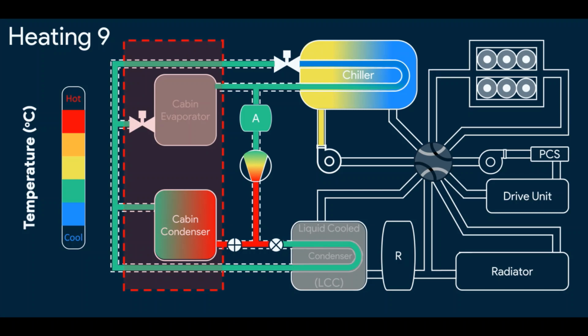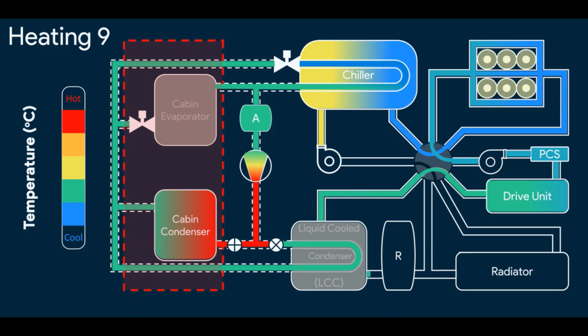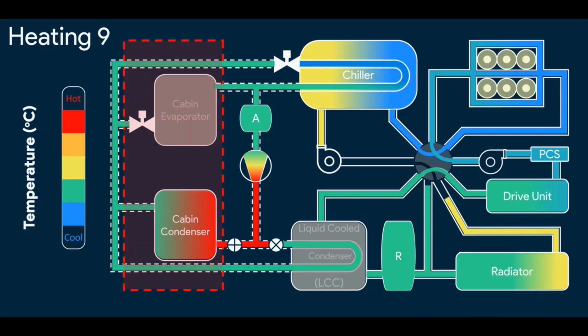The relatively warm coolant entering the chiller gives the heat to the refrigerant, so the cooled coolant comes out, which goes to the batteries where it absorbs some heat from the batteries, then it goes to the drive unit, it absorbs the heat from it, then it goes to the LCC where the LCC is inactive, then it goes to the radiator where it absorbs the heat from the atmosphere, then it goes to the chiller to give all this absorbed heat to the refrigerant to heat the cabin.